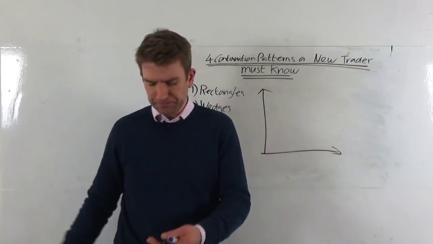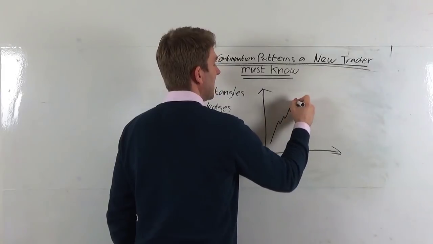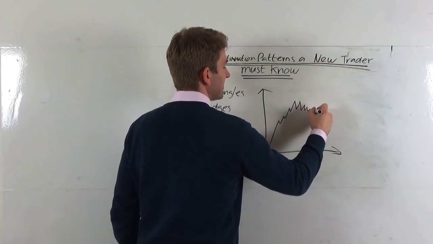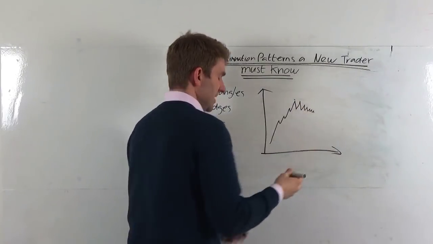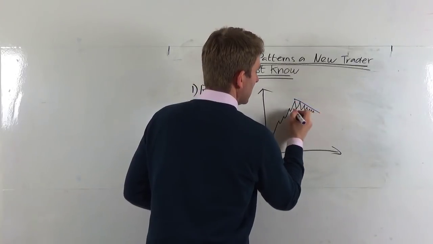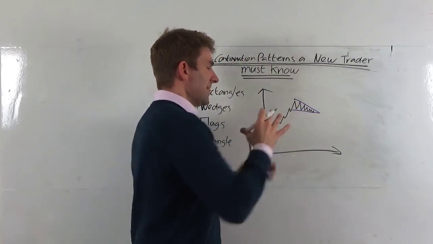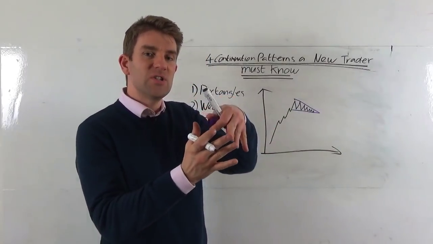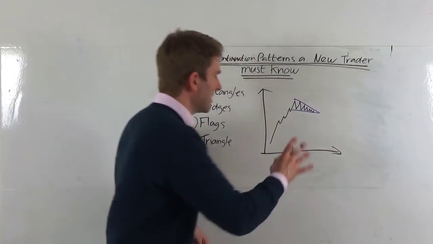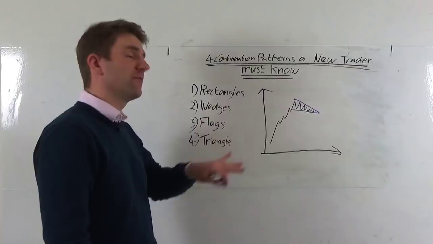Okay, wedges. A wedge is a little bit different. A wedge is when we have a push up and then we have price doing this, where this is almost like a high to low divergence, if that makes sense. So price starts to converge into a narrow point, different from a triangle, which we'll look at in a second, because this is quite a high, tight move and slightly different from a flag as well.